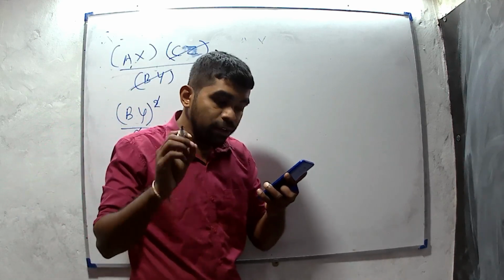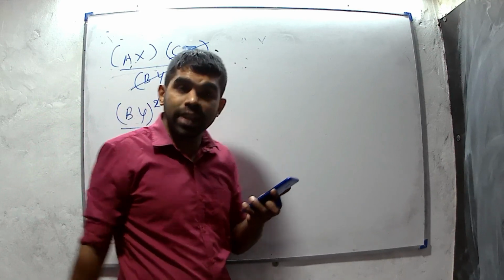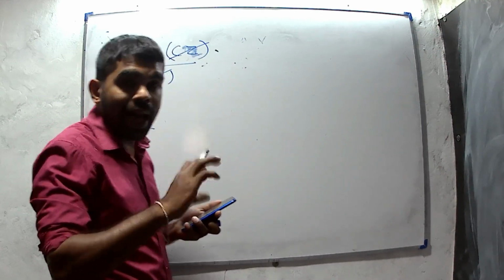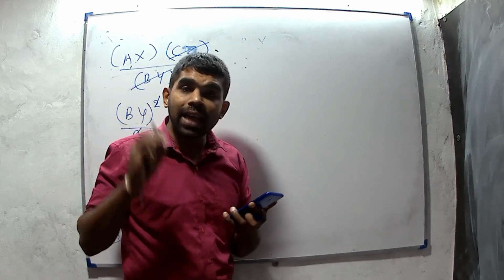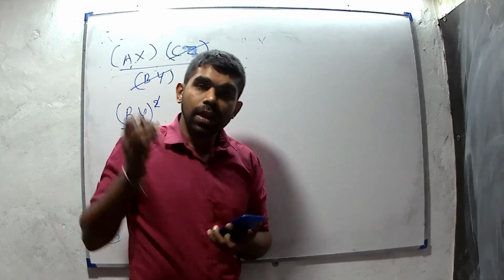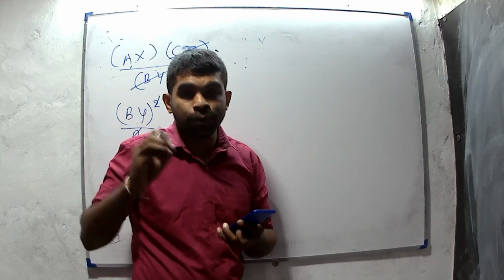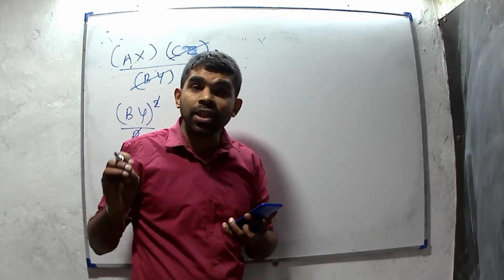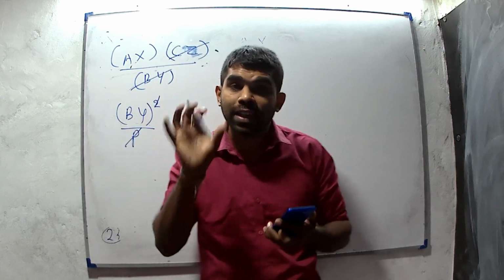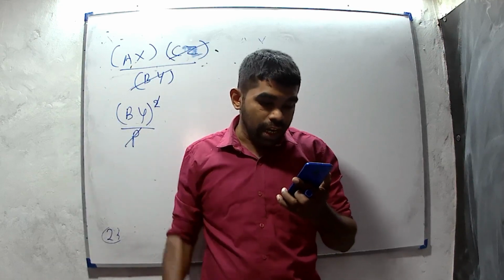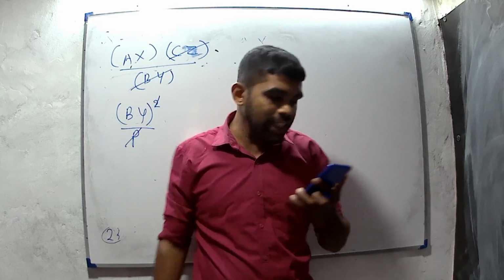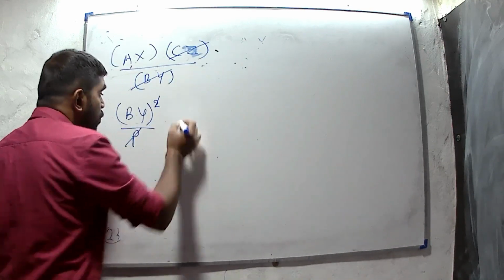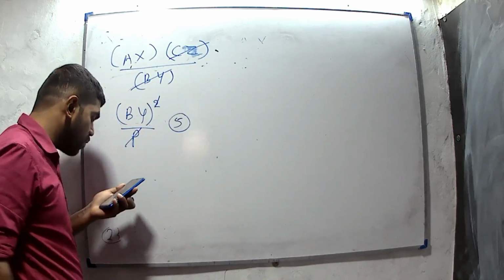Fifth one, BY into CZ. Now there are two terms and there is the product between two terms. When considering the product of two terms, it should have dimensions that are the square of the dimensions of a term in the equation. It is different from the other answers. Then the fifth one is the correct answer for question number 28.